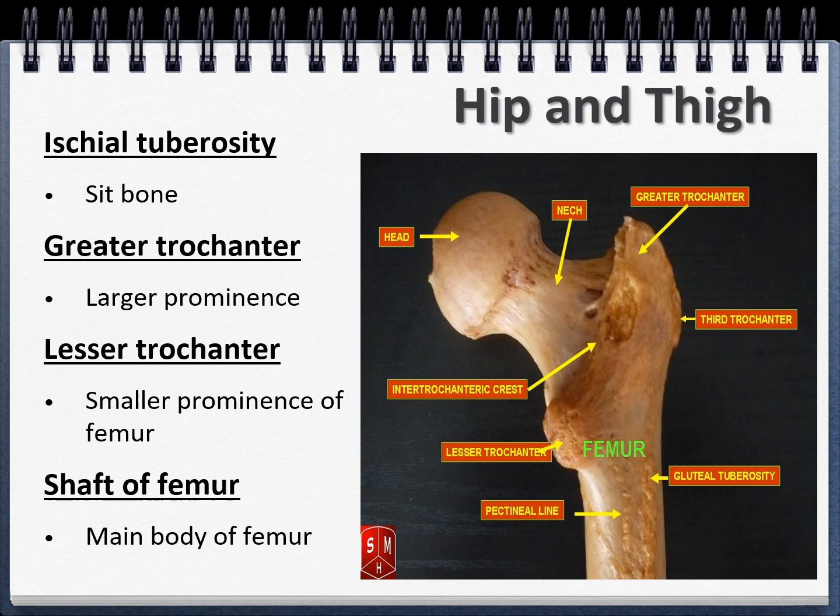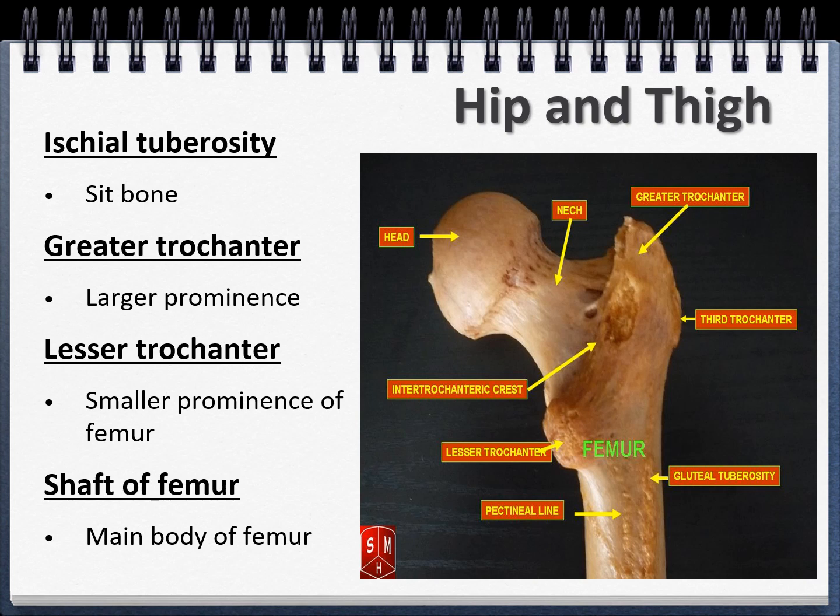The greater trochanter is the largest of the bony prominences of the femur. So a trochanter is only to be found on a femur, and you get a greater trochanter, which is the larger prominence. And then you get the lesser trochanter, which is the smaller prominence of the femur.